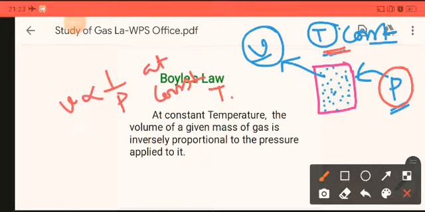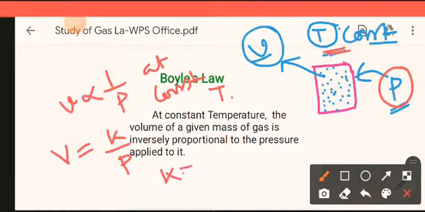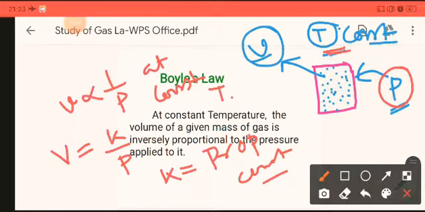If we remove the proportionality sign, then we need a proportionality constant. So V is equal to K by P, where K is the proportionality constant. So according to Boyle's law, at constant temperature, the volume of a given mass of gas is inversely proportional to the pressure, P, applied to it.